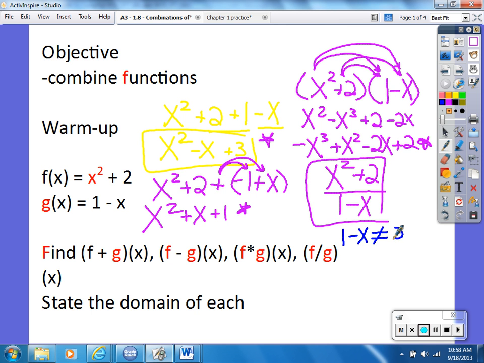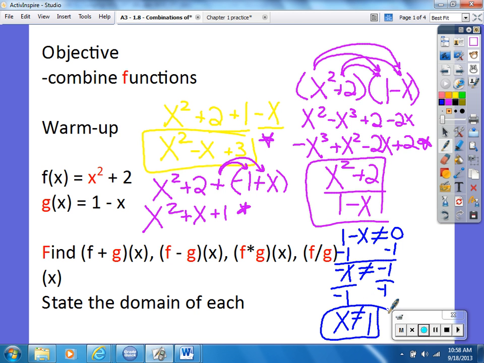Set it not equal to 0, and I'm going to solve that by subtracting 1. Negative x is not equal to negative 1. Divide by negative 1. x is not equal to 1. That's my domain. I can have any real number except the number 1. Any questions on this? Those all are familiar, right?